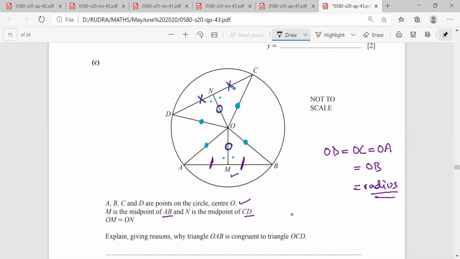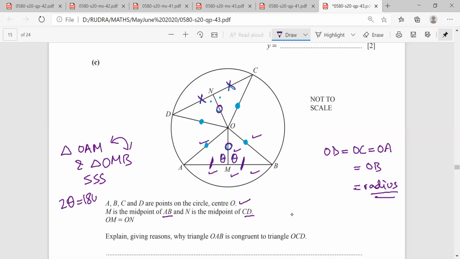So, if I consider triangle OAM and triangle OMP, this side is equal to this side. This side is equal to this side. This side is common. So by SSS, these two triangles are congruent. If they are congruent, then this angle would be equal to this angle. And we understand that 2 theta is 180 degree. Therefore, theta needs to be 90 degree. Therefore, this angle is actually 90 degree. Mr. Rudra, any doubt about this? No, sir. Similarly, you can prove that this is 90 degree.